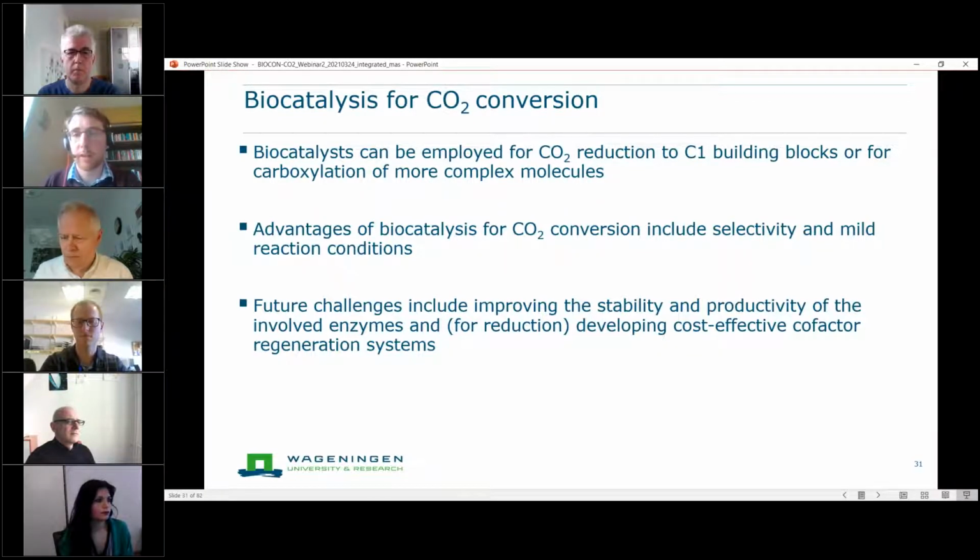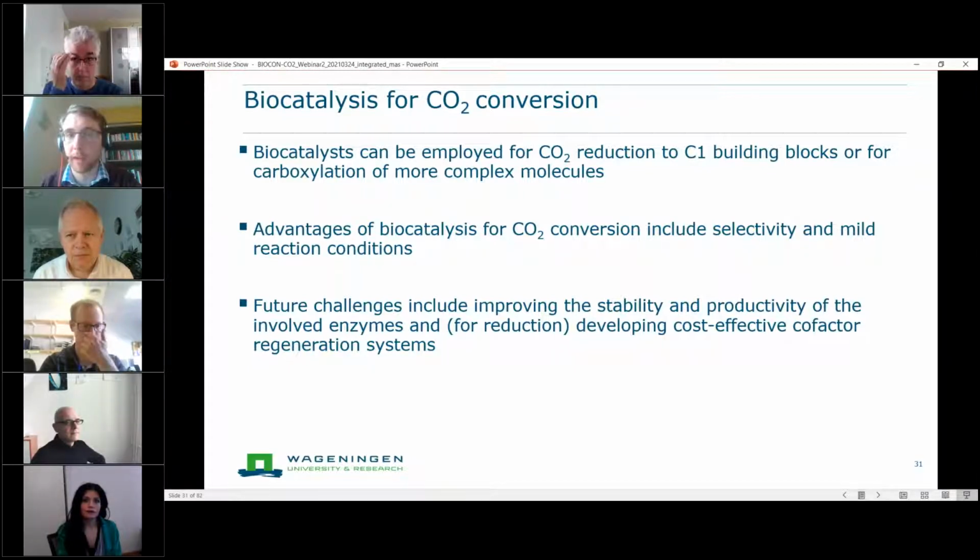Advantages of biocatalysis for this type of reaction include selectivity of enzymatic catalysis, also the mild reaction conditions that enzymes are active under. Some challenges that there still are in order to optimize these systems and bring them hopefully eventually to industrial application include tuning the enzymes, improving their stability, improving the productivity of the reaction systems, and then specifically for the one carbon atom chemistry, developing efficient systems to donate electrons to the enzymes that are cofactors.